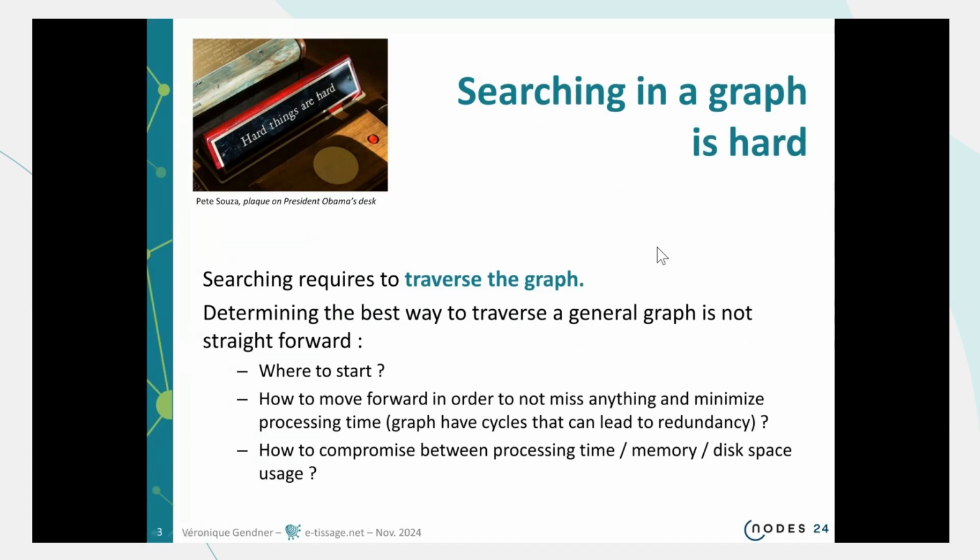Searching in a graph means traversing it, and this is hard for several reasons. First, there's no straightforward place to start. Finding where to start is the first choice that needs to be made. As a graph database is a general graph, not a tree, it possibly has cycles. Determining the best way to traverse the graph, not missing items and not getting trapped in cycles, is not straightforward either. More choices need to be made to find a balanced compromise between processing time, memory, and disk space usage.